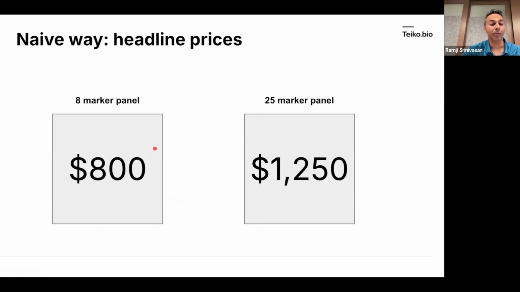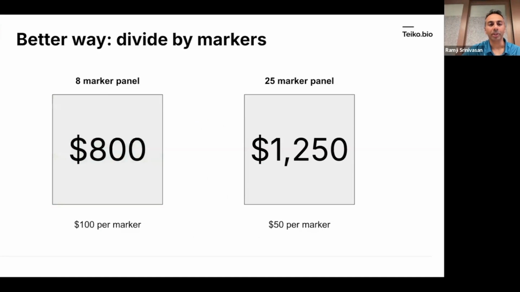So the naive way to compare these is just look at headline prices. You've got an 8-marker panel and a 25-marker panel. Applying an IQ test, we find that $800 is lower than $1,250. But we think there might be a better way to look at these.